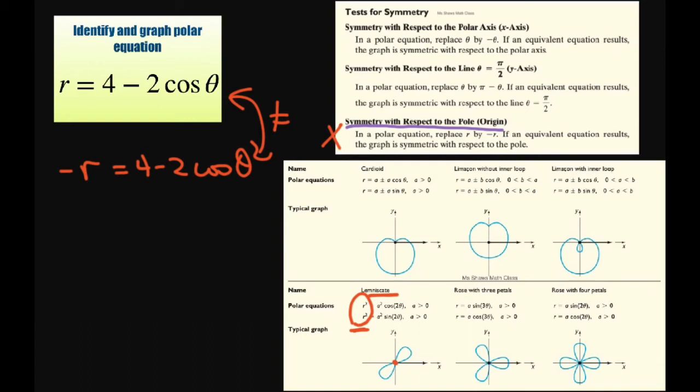So basically, this is a Limacon without an inner loop. It's without the inner loop because my a is 4. This has this cosine form here. And my b is 2. And 4 is greater than 2. For it to be with the inner loop, then this number would have to be bigger than this number. So it almost looks like the cardioid, but it's more of a peach or apple shape. So let's go ahead and graph it.